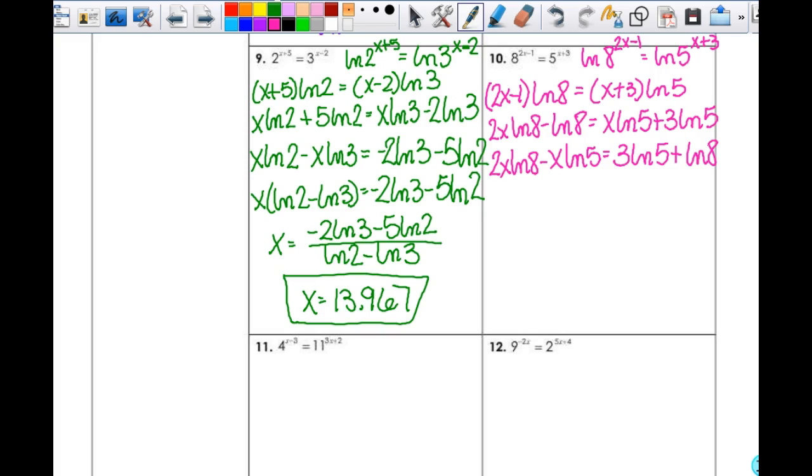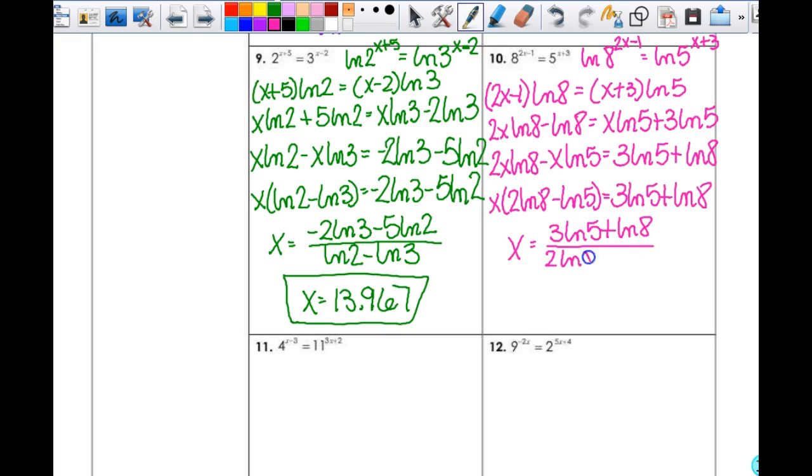So what's my GCF? X. Factor out my x. That leaves me with 2 times the natural log of 8 minus the natural log of 5, bless you, equals 3 times the natural log of 5 plus the natural log of 8. Then I divide. 3 times the natural log of 5 plus the natural log of 8 all over 2 natural log of 8 minus the natural log of 5.